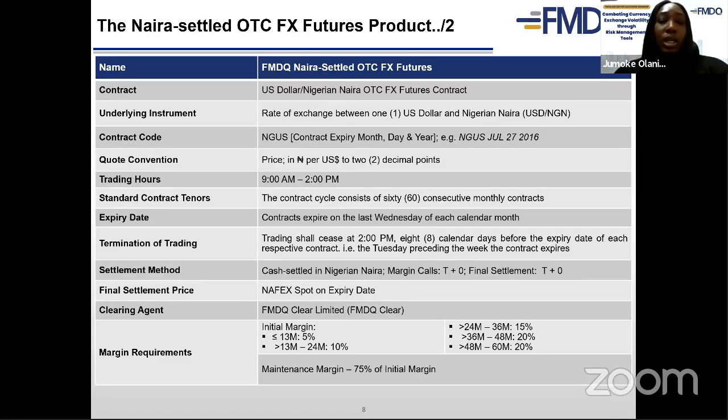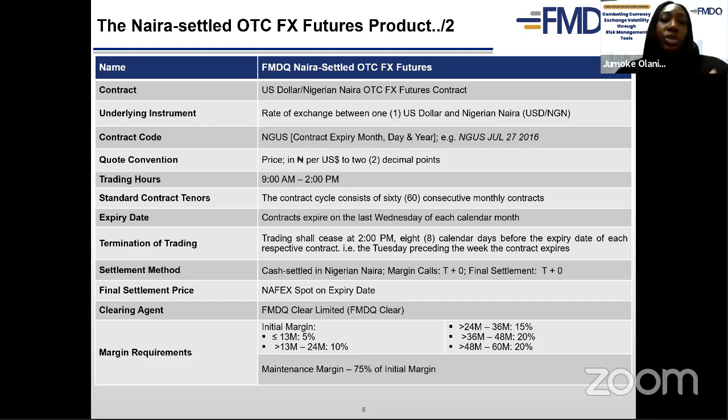To trade the contract, the market for the OTC FX futures is open between 9 a.m. and 2 p.m. daily on the FMDQ Exchange. The contracts expire, like I said, every month, and this happens on the last Wednesday of each calendar month. And on that same day, a new contract is introduced into the market to keep it at 60 contracts, a 5-year hedge in the market at any point in time.